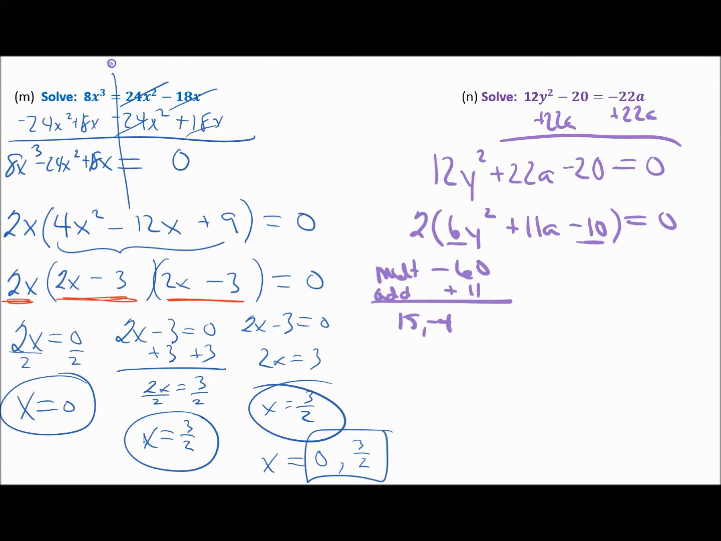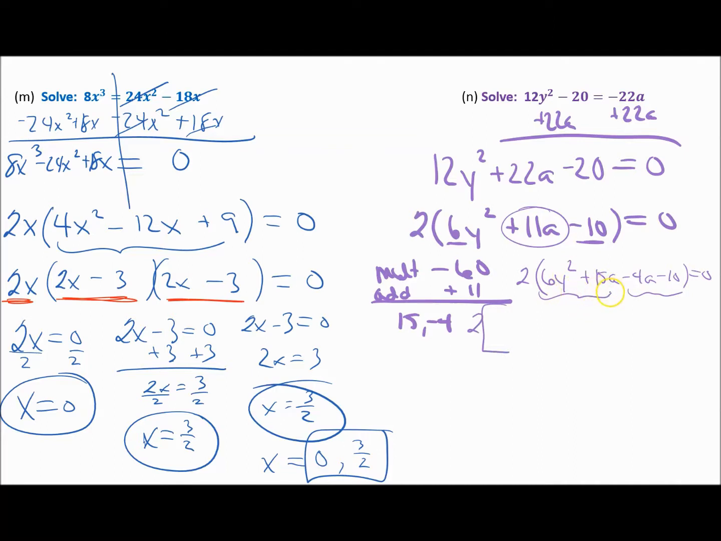Also going to change to not as thick of a pen, so I'm going to rewrite. I've got 2 still in the front, okay? And this, I'm going to rewrite the 11a. So 6y squared plus 15a minus 4a minus 10 equals 0. So I replaced 11a with 15a minus 4a. That's the method. So I'm going to group these together and these together. So the 2 is still out front. I'm going to put some brackets here to keep this separated.